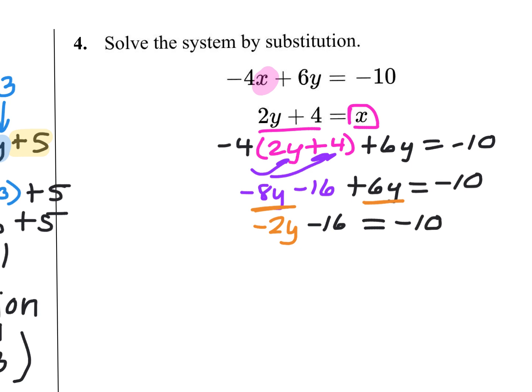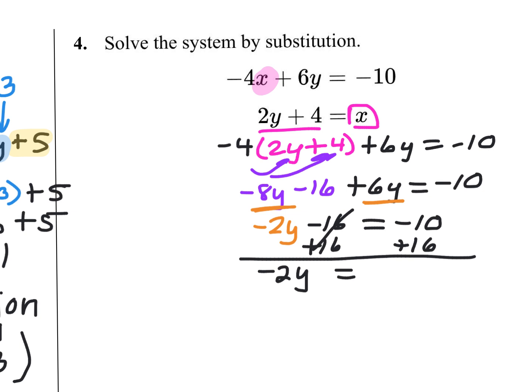I'm going to cancel the minus 16 with a plus 16. So that cancels. I'm left with negative 2y. And then over here, I've got 6. I'm going to divide both sides by negative 2. So my y-coordinate is a negative 3.